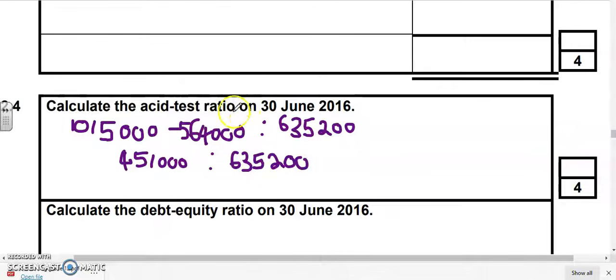Now whenever you're doing a ratio, the right hand side is always 1. The moment you say the word ratio, calculate, the right hand side is 1. You take the left hand side and divide it by the right hand side. So 451,000 divided by 635,200. I get 0.71 is to 1, but always put it in one decimal place. 0.7 is to 1. So that one is done.